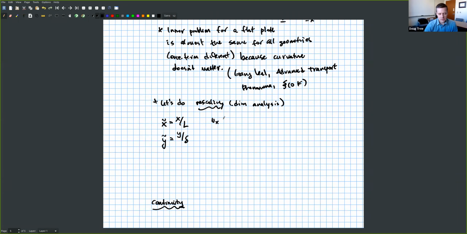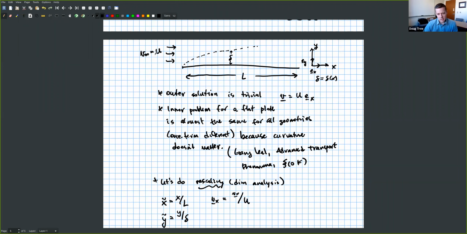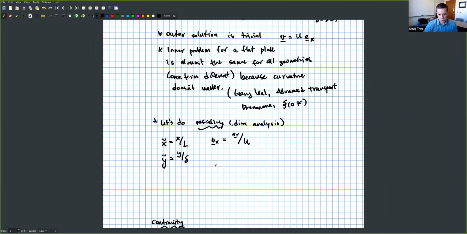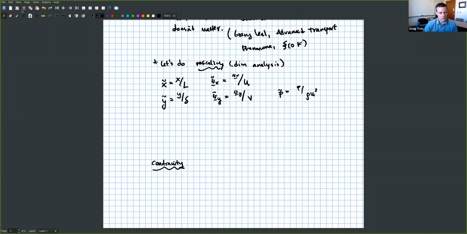Then Vx, we have a scale for Vx, which should be Vx over U, where U is the scale here. Sorry, I keep scrolling down. It's hard for me to write at the bottom of my screen. But I don't know what the scale for Vy is going to be. So Vy, I'm also going to leave unknown. I'm going to call that big V. Okay, so I have a big U and a big V. And then I'm going to keep my pressure scale the same. Pressure, I forgot to put tildes on these V's. Pressure is still going to be P over rho U squared, where U is that outer thing. Okay, so now I can jump to the continuity equation.